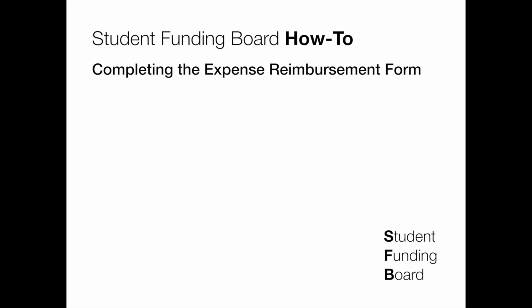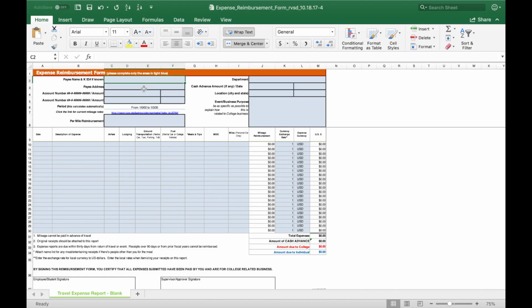I'm Ian McKnight. I'm the Student Funding Board Office Coordinator, and today I'm going to show you how to fill out a Kalamazoo College expense reimbursement form. The expense reimbursement form is the form that you'll fill out when you need to claim money back from the college that you've spent from your own funds on the college's behalf.